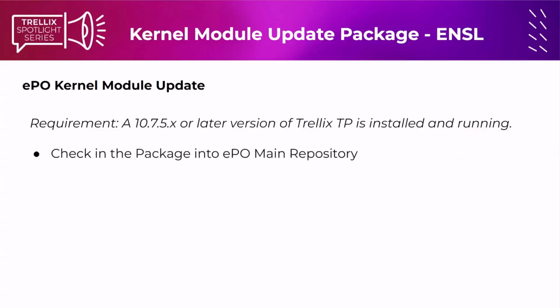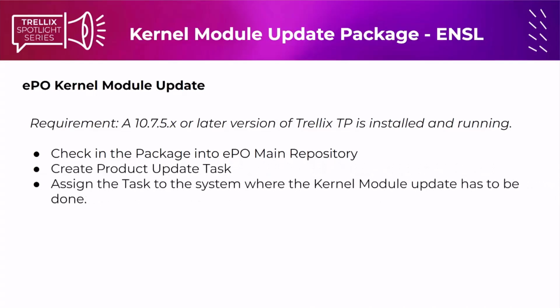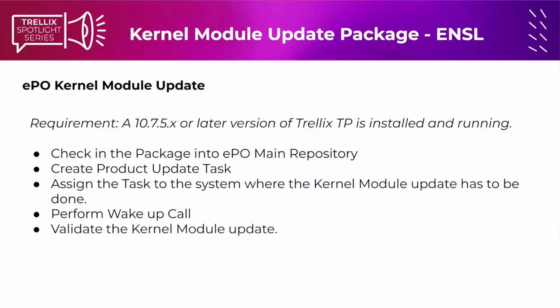Step 2 is to create a product update task. Step 3 is to assign the task to the system where the kernel module update has to be done. Step 4 is to perform a wake up call, and step 5 is to validate the kernel module update. Let's see a quick walkthrough on the mentioned steps.